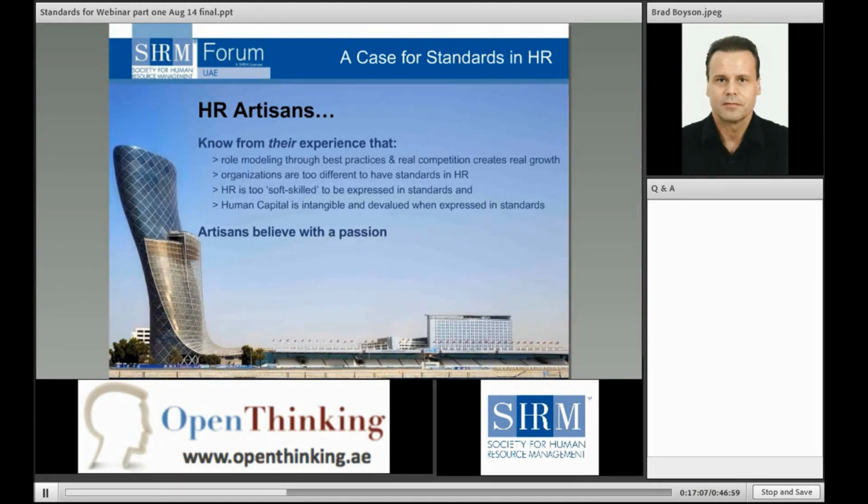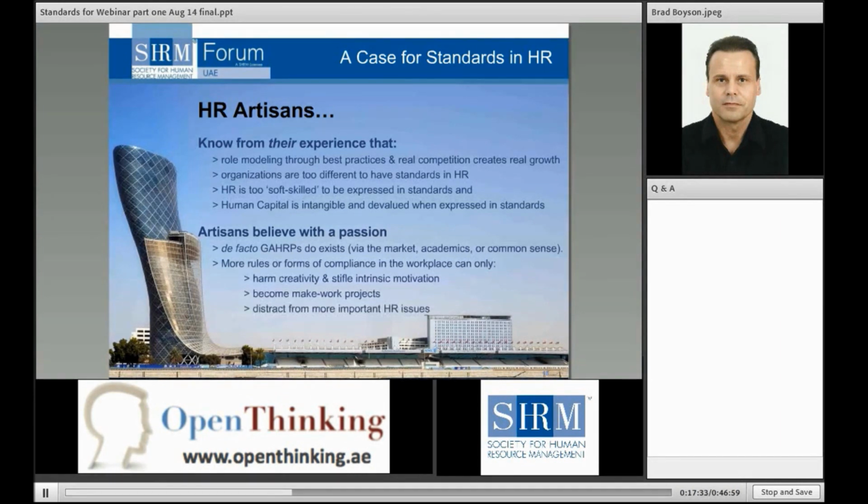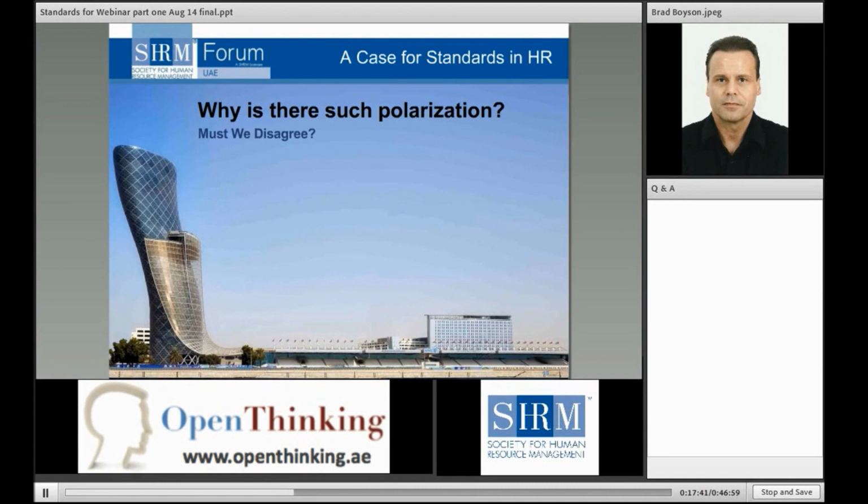So artisans, when they talk about standards in HR, believe with a passion that, you know what, generally accepted HR principles really do exist, either by the market, by academic research, or simply by common sense, they say. What they also believe with a passion is that if you add any more rules, any more forms of compliance into the workplace, that can only harm creativity, stifle intrinsic motivation, become make-work projects, distract from the more important HR issues. And who could possibly disagree with that? Well, you know what? Why do we have to disagree? I actually agree with both of those perspectives.